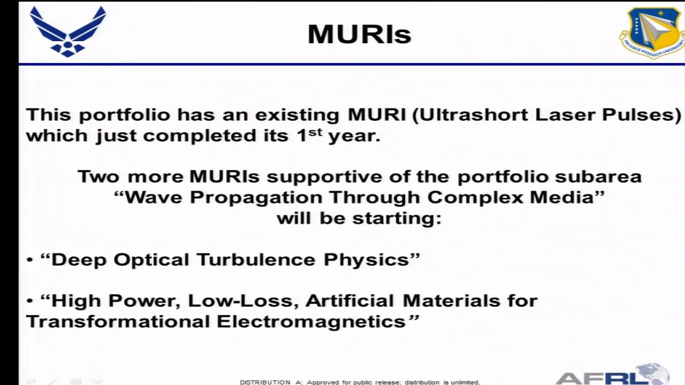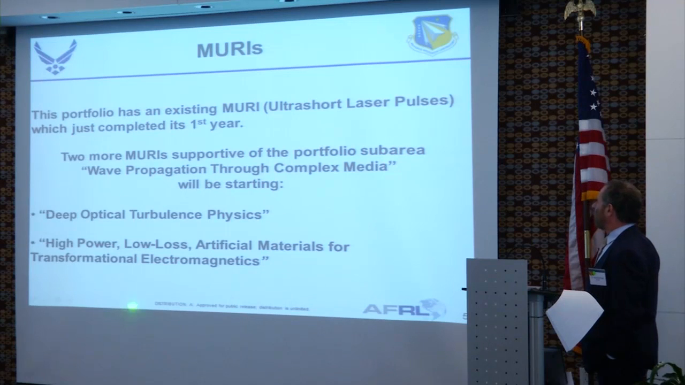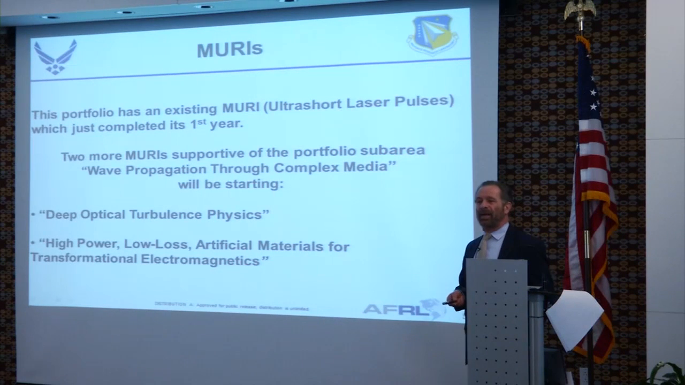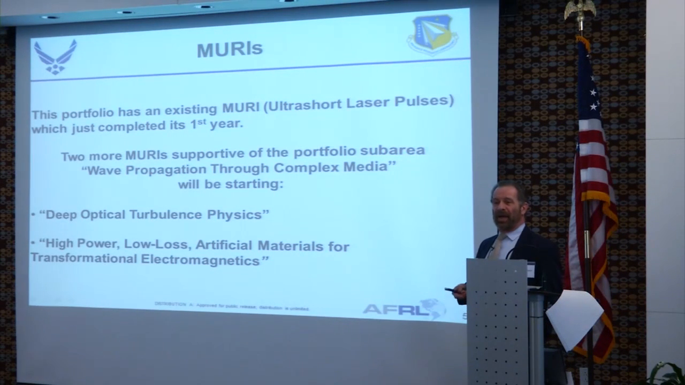There are two more MURIs that are supportive of this area, wave propagation through complex media. The second one is something I am a co-program manager on with John Luginsland, and he mentioned it in his talk: high-power, low-loss artificial materials for transformational electromagnetics. That's just a fancy name for: can you design high-power microwave sources by exploiting something inside of them that might be made out of some of these metamaterials that I mentioned on the other slide.